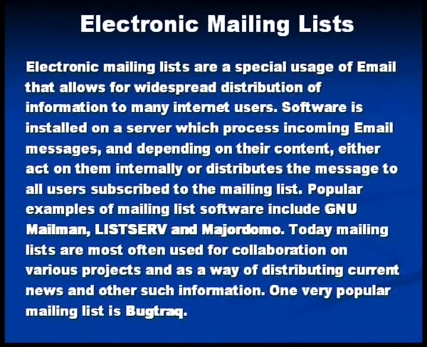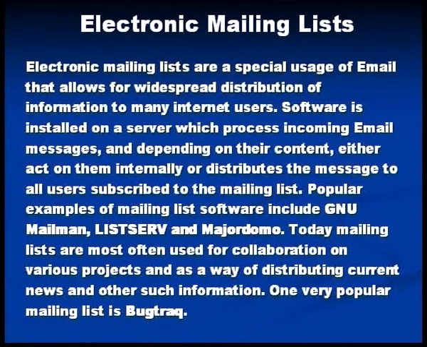The next application of internet is electronic mailing list. Electronic mailing lists are a special usage of email that allow for widespread distribution of information to many internet users. Software installed on a server processes incoming email messages and, depending on their content, either acts on them internally or distributes the message to all users on the mailing list. Popular examples of mailing list software include GNU Mailman, Listserv and Majordomo.